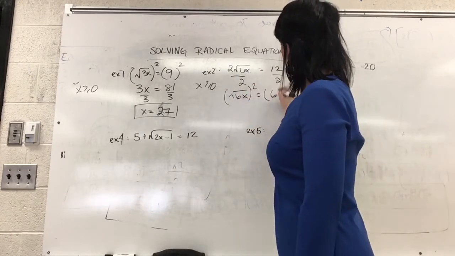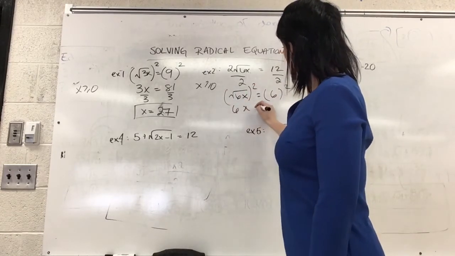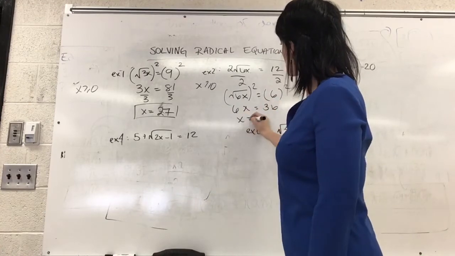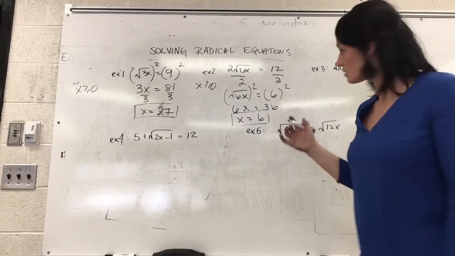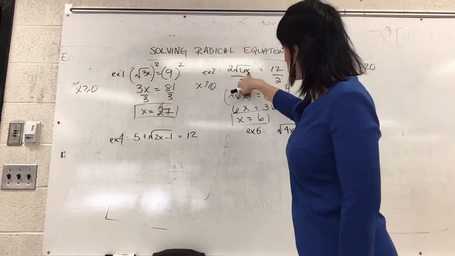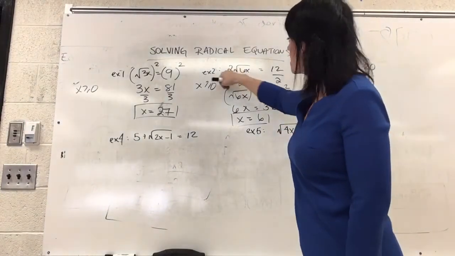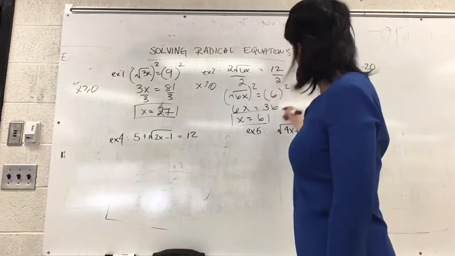Square both sides. 6x equals 36, so x equals 6. And then again, before I accept this answer, I should check it. So 6 times 6 is 36, square root of 36 is 6, 6 times 2 is 12, so I'll check.